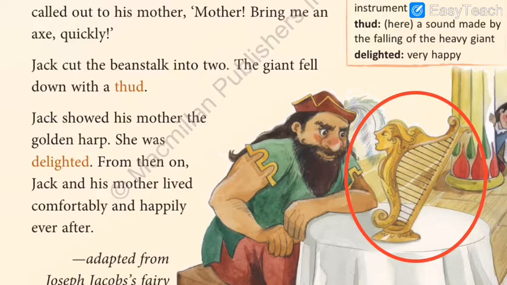So students, you know that now they are having the hen. Daily the hen gave golden eggs. First they were only having the cow which gave them milk. Now they are having the hen with the golden eggs and the harp which is very, very precious and magical. So now they are having a lot of money.